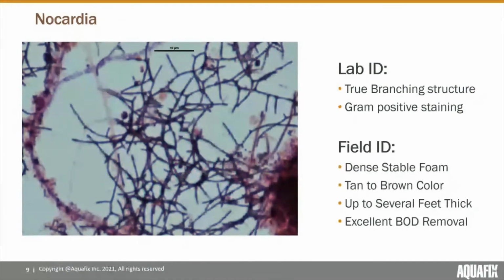Generally speaking, in the field, people say this is a dense, stable foam with a tan to brown color that can get up to several feet thick. I will say Nocardia tends to have much thicker foam than Microthrix, but in terms of the coloration and density, you can't necessarily tell the foams apart very easily.